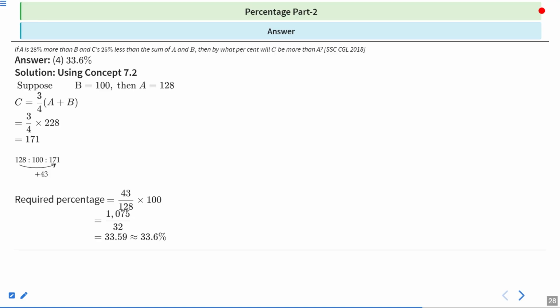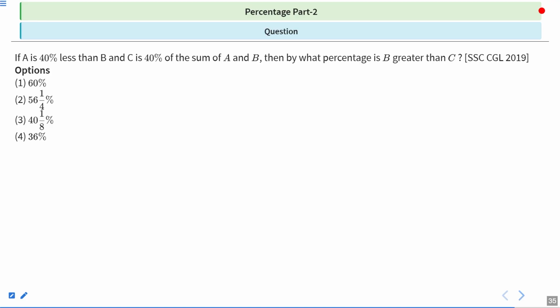Next one. If A is 40% less than B and C is 40% of the sum of A and B, then by what percent is B greater than C? This question was asked in the SSC CGL 2019 exam. Now there are four options. First is 60%, second is 56 and 1 by 4%, third is 40 and 1 by 8%, and fourth is 36%. Now you have 10 seconds to solve this question. Your time starts now.